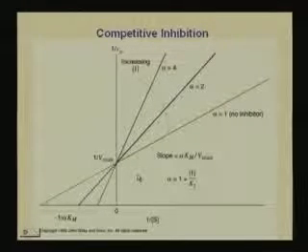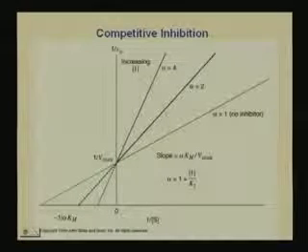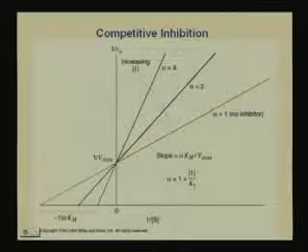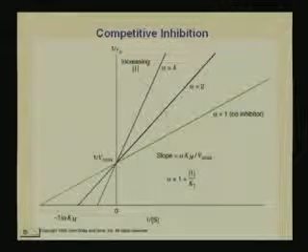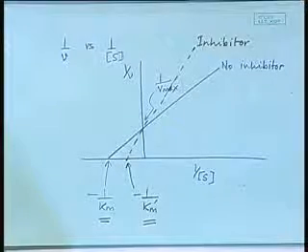for competitive inhibition. Now, we are going to look at a different type of inhibition. So, what are the features of competitive inhibition? The substrate and enzyme complex is formed, and the inhibitor is competing for the same site, right.